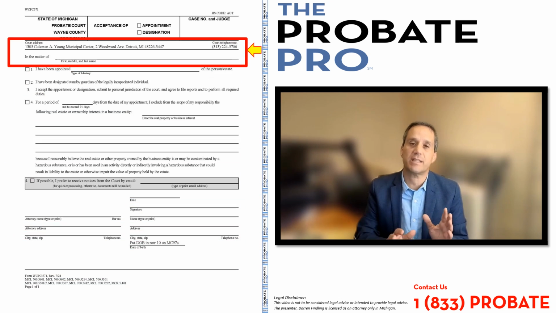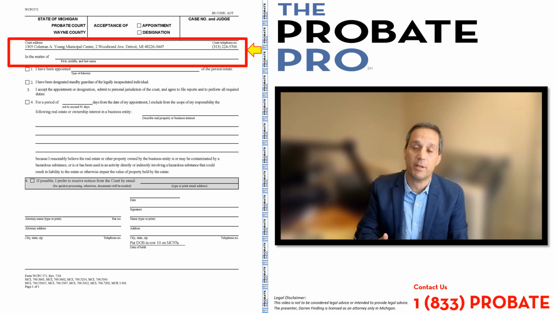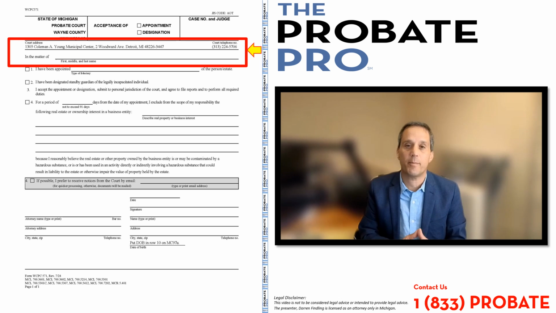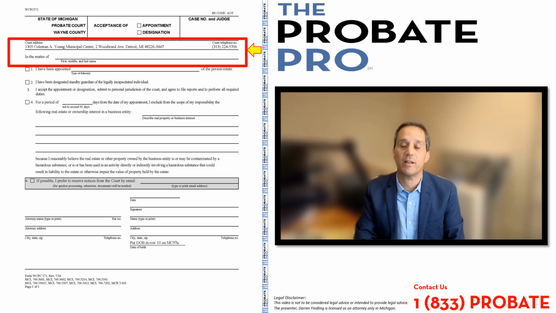As you can also see at the top of the document, it has the address and phone number of the probate court already completed. In the matter of is the name of the estate. It could be a guardianship estate. It could be a developmental disability guardianship, conservatorship, deceased estate. This is where that information goes in, the first, middle, and last name.